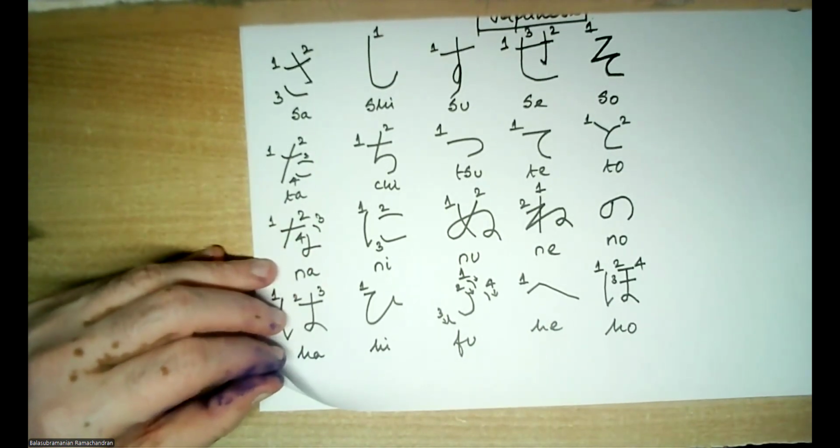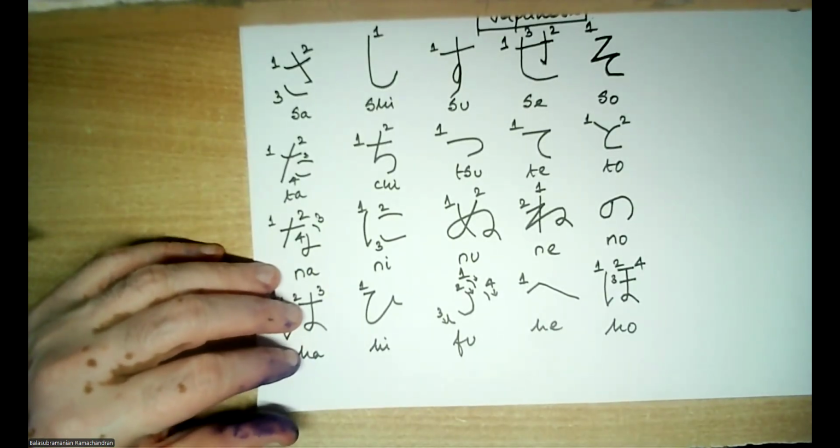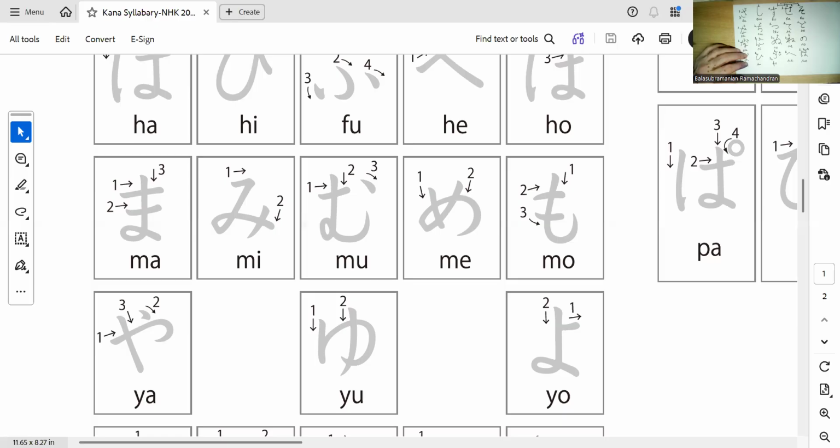Okay, now let's move on to the next series, which will be the ma series. Okay, so let me share screen that particular series with you. Ma. Okay, the ma series. So there we have ma, mi, mu, me, mo. I repeat, ma, mi, mu, me, mo. Okay. Now let's practice this series.